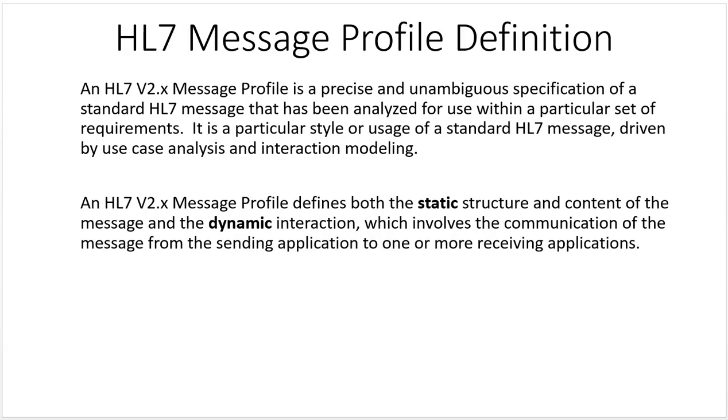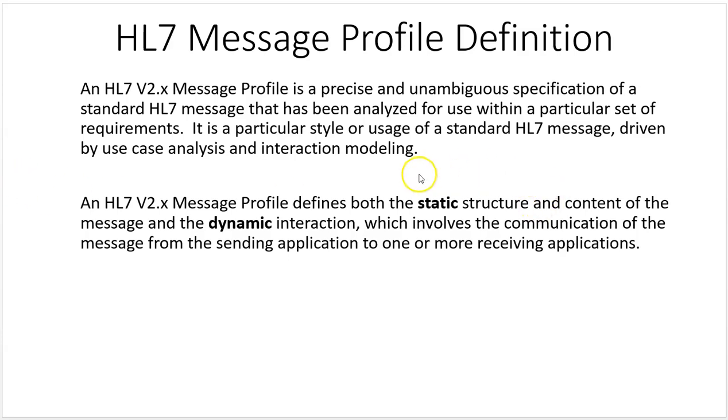HL7 message profile definition. An HL7 version 2 message profile is a precise and unambiguous specification of an HL7 standard message that has been analyzed for use within a particular set of requirements. It is a particular style or usage of a standard HL7 message driven by use case analysis and interaction modeling. The message profile defines both the static structure and content of the message and the dynamic interaction, which involves the communications of the message from the sending application to one or more receiving applications.